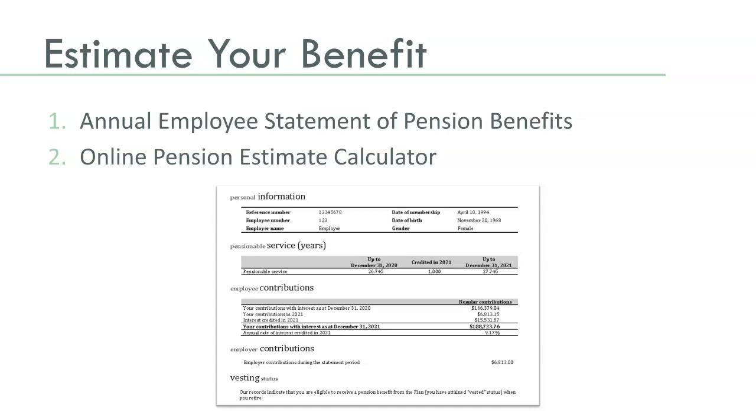Due to the number of formulas used to calculate your pension benefits under the CBE pension plan, it will likely be difficult for members to accurately calculate their future pension benefit themselves. Fortunately, there's an online self-service pension estimate calculator to make it possible for you to get an estimate of what your future pension benefit from the CBE pension plan will be. All you need to use is a copy of your employee statement of pension benefits, which is mailed to you annually.